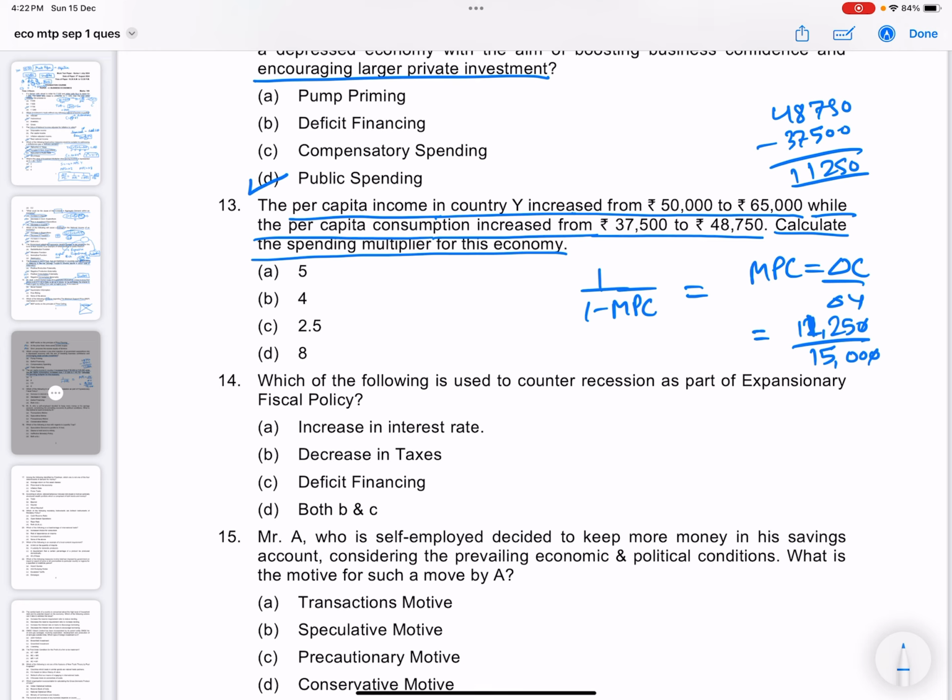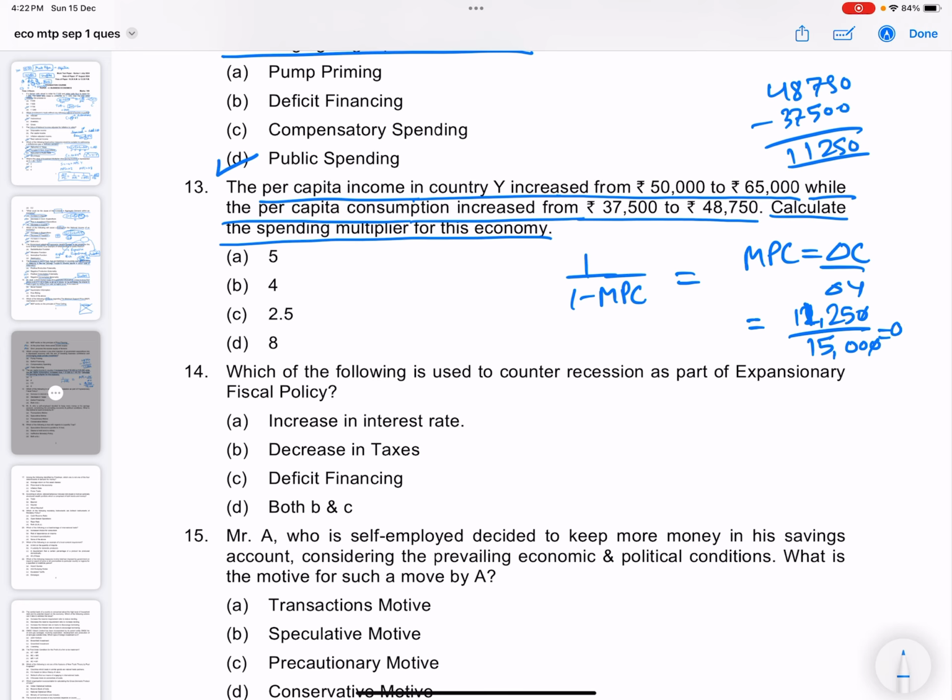Okay. So with the help of this, we'll find the exact value of MPC, right? And then we'll put this in the multiplier formula, which I have already written. So 11,250 divided by 15,000 gives 0.75. So we know MPC is 0.75. So the value of the multiplier is 1 minus 0.75, which is 1 by 0.25, that is 4. So you must know this formula. This is an easy formula to remember.